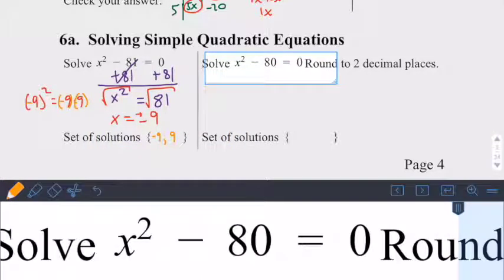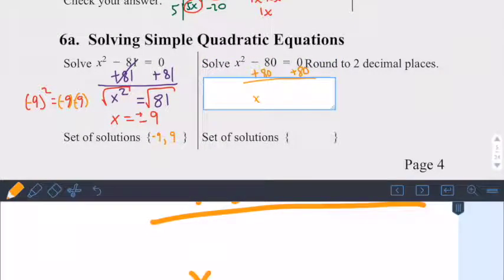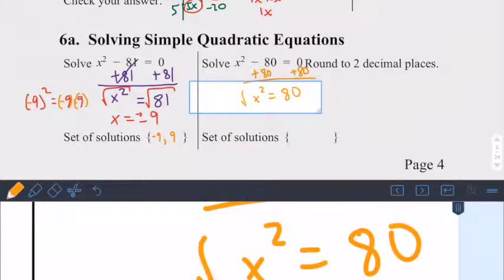Then we're going to do the same thing on this one, except you're going to see that it's not a perfect square. So if we add 80 to both sides, then we get x squared equals 80. And if we take the square root of both sides, this is not going to work out perfectly. So I'm going to go to my calculator.